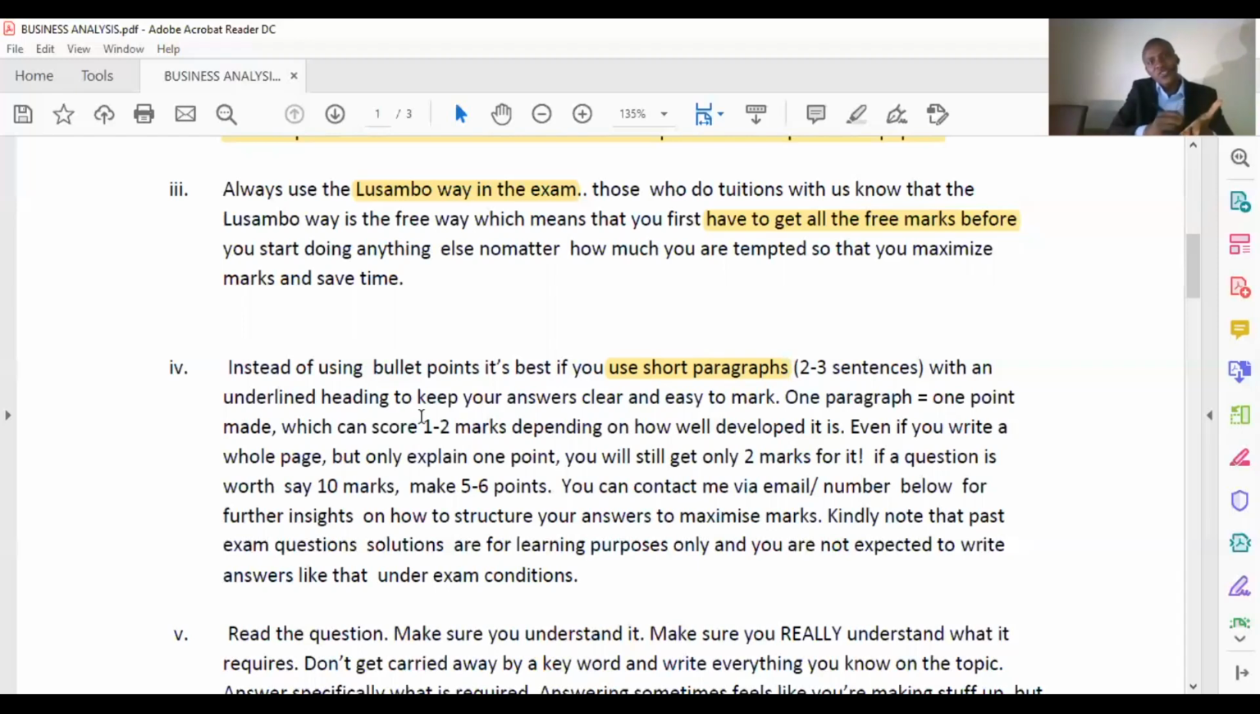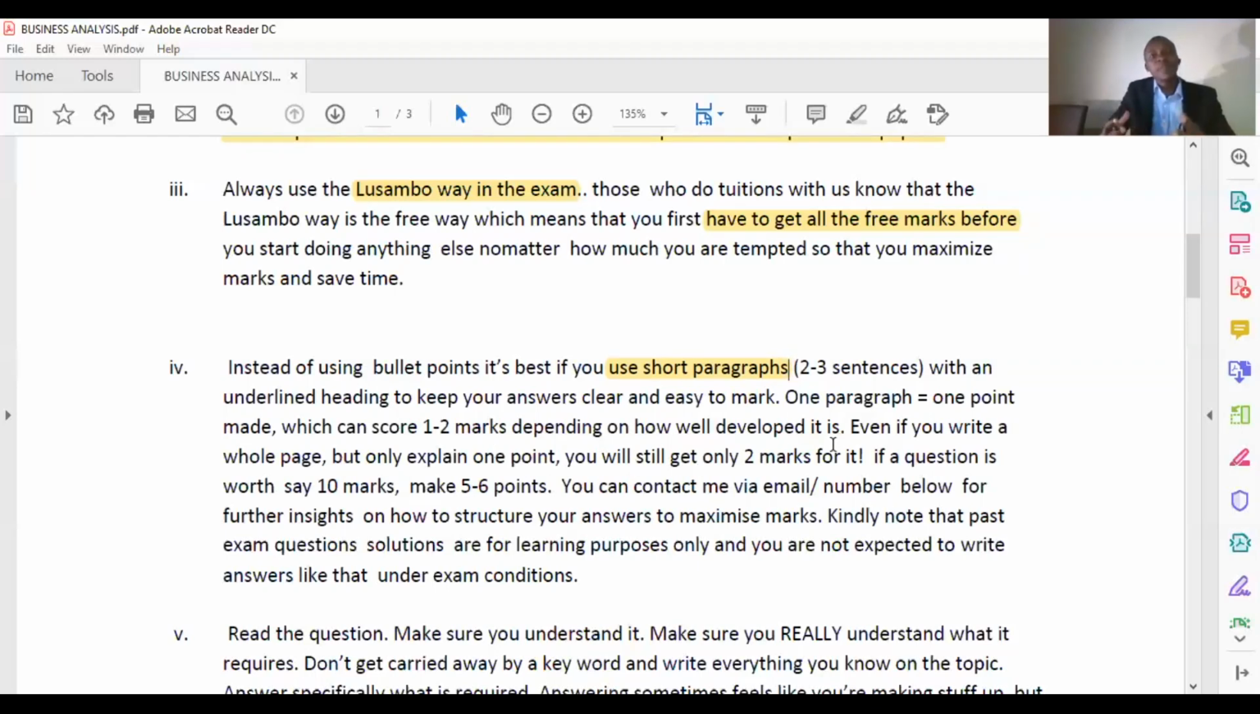Each answer that you give, you underline. Why are you doing that? Because you want to make it easier for the marker to mark you. So let me read what I've written here. We say, for example, one paragraph may be equal to 1 point made, which can score at least 1 to 2 marks depending on how well developed it is.